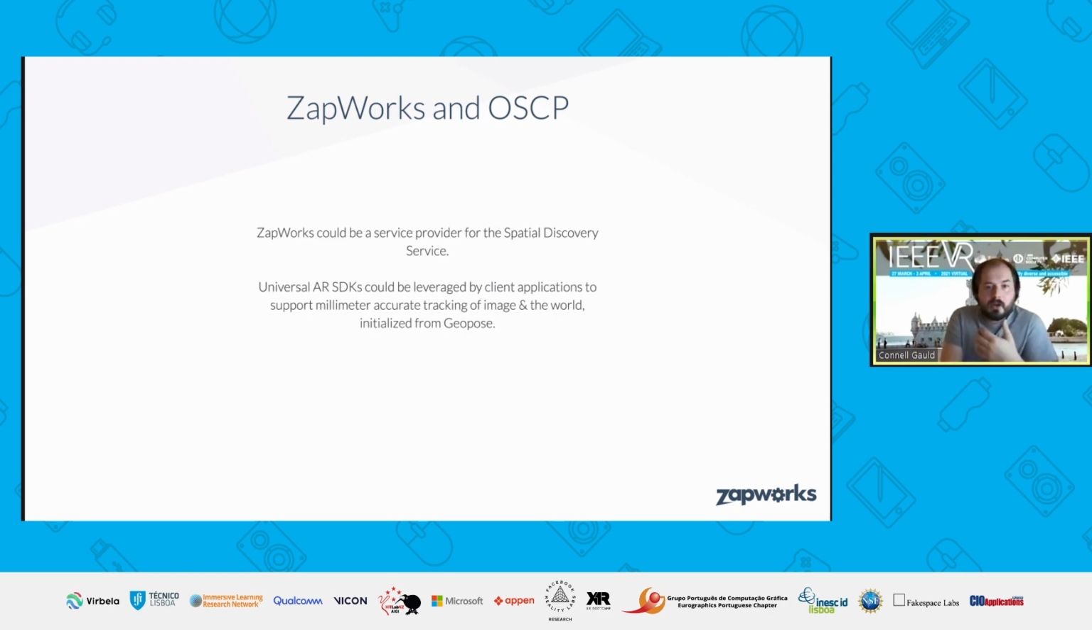So our universal AR SDKs could be leveraged by client applications to support millimeter accurate tracking of images and the world initialized from GeoPose. So as we saw earlier in the session, the localization systems that send images up to the server give us a great world relative pose, if you like. So from anywhere in the world, it tells you exactly where you are.